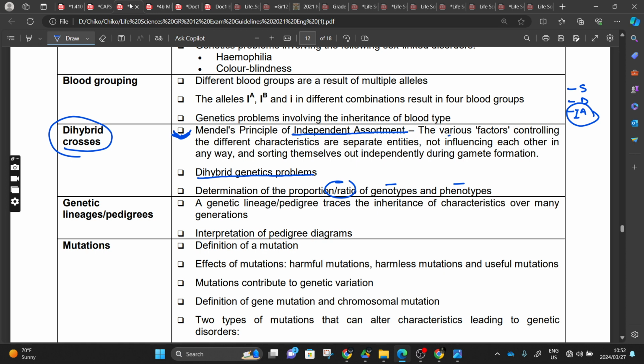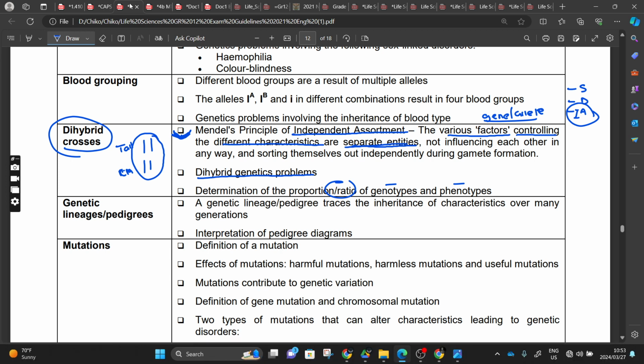They say the various factors, mind you, here we are talking about genes and alleles. Mind you, the guy didn't know these were called genes or alleles. So he said the various factors controlling the different characteristics are separate entities. It means that the factors controlling the tallness are separate entities from the factors controlling the color. They are not found on the same chromosome.